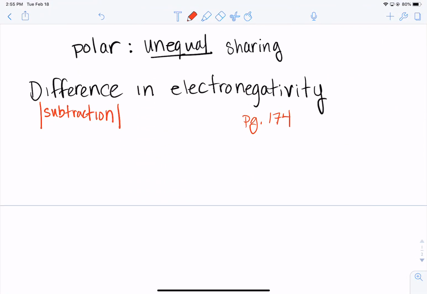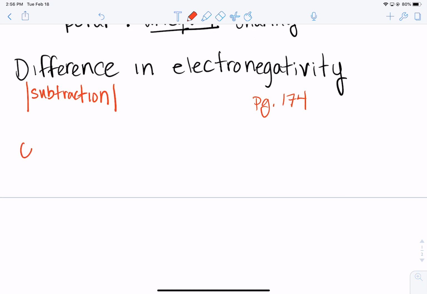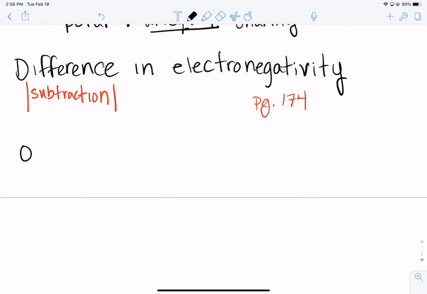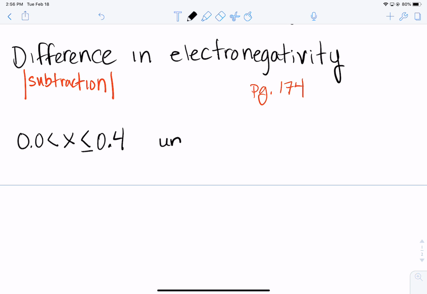If you subtract two electronegativities, you take the difference of them, and the answer falls between 0 and 0.4. We call that, not unpolar, I keep writing N, nonpolar. It's nonpolar. So X is the difference in electronegativity.